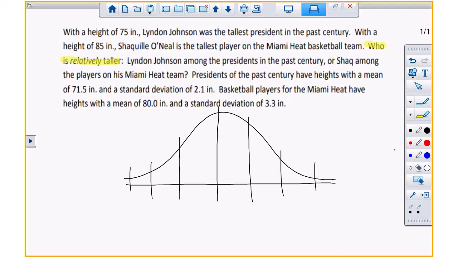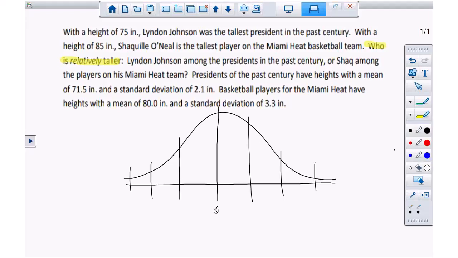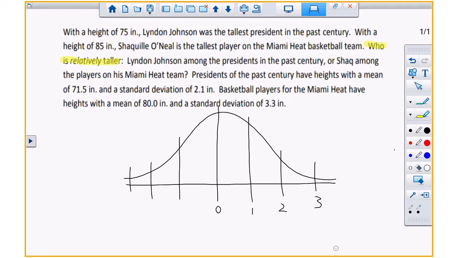All right, so you put your 0, 1, 2, 3, and -1, -2, -3. Now, why did I put those numbers? Because z-scores are from -infinity to +infinity, and with a mean of 0 and a standard deviation of 1. That's general, okay? We'll get into that later. Mean is 0, standard deviation is 1. That's with z-scores, standard z-scores. So, I need to change LBJ into a z-score, and I need to change Shaq into a z-score.